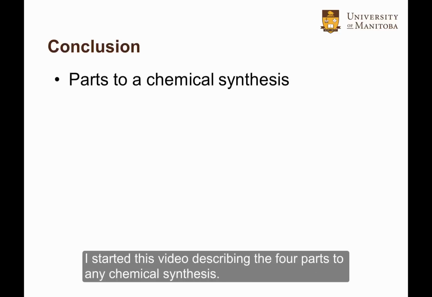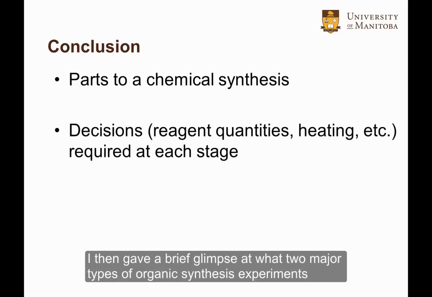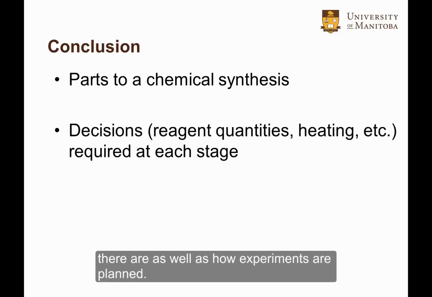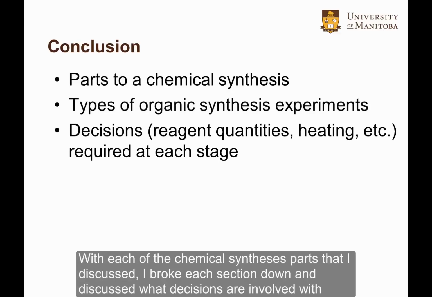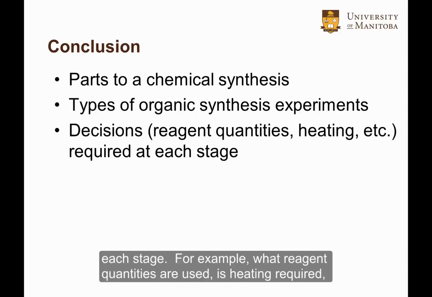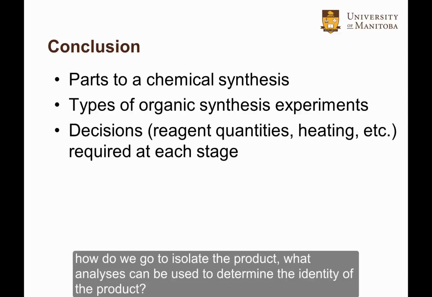I started this video describing the 4 parts to any chemical synthesis. I then gave a brief glimpse at what 2 major types of organic synthesis experiments there are, as well as how experiments are planned. With each of the chemical synthesis parts that I discussed, I broke each section down and discussed what decisions are involved at each stage. For example, what reagent quantities are used, is heating required, how do we go about isolating the product, what analyses can be used to determine the identity of the product.